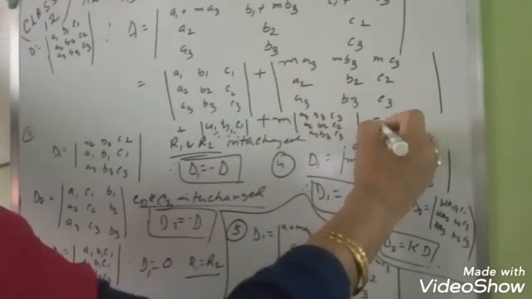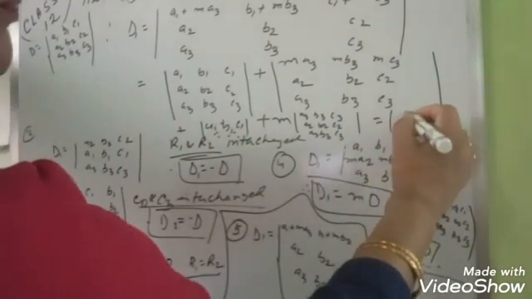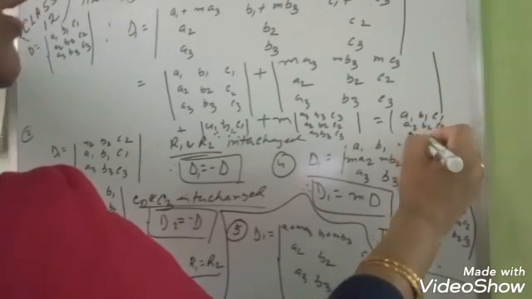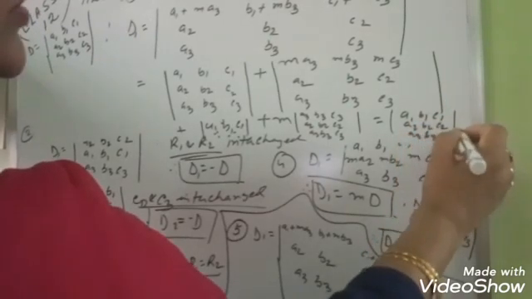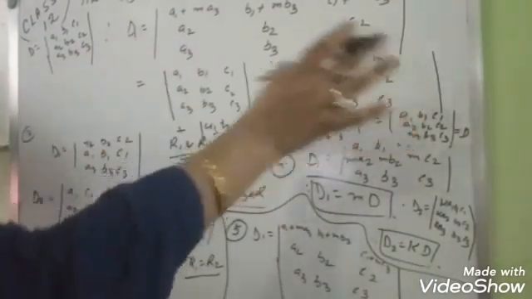So then what will we get? We will get the original one. That is A1, B1, C1, A2, B2, C2, A3, B3, C3, which is equal to D. That is, D1 is equal to D.